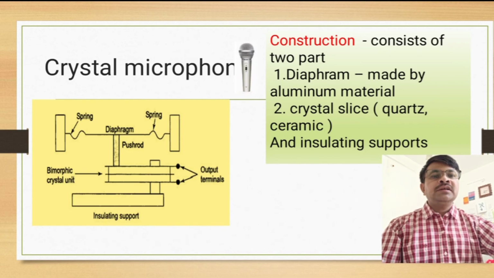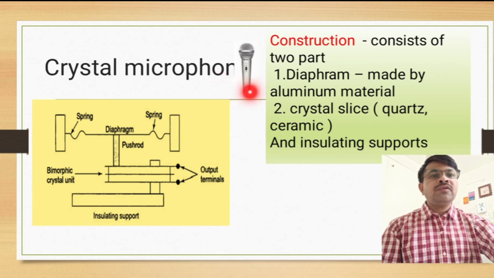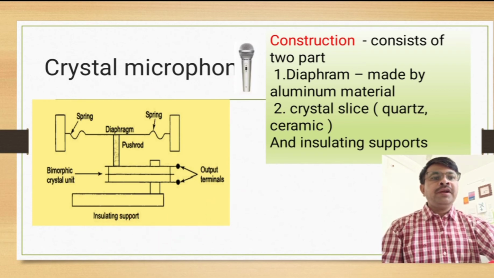Let's start the second microphone, that is the crystal microphone. As you see on your screen, this is the image of the crystal microphone. This is the internal diagram of the crystal microphone. Again, the point is why it is called a crystal microphone: because a crystal is the material used in it, so it is called a crystal microphone.